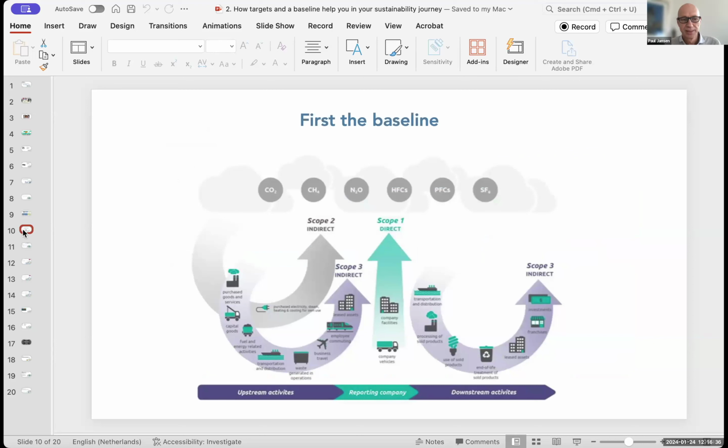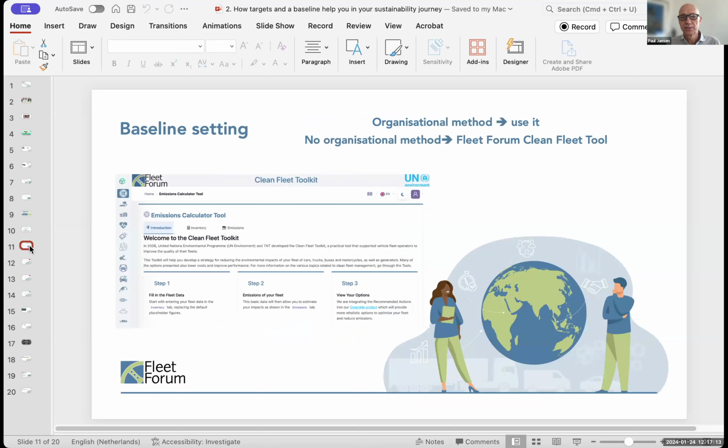But first, it's important to know what the current situation is, what your current emissions are. So set your baseline. It's very important to know where you are, because if you know it, you know where you can improve. You know where you can reduce burning of fuel, and you know whether you are successful or not. So the baseline is the start of everything. And some organizations have their own organizational method to set a baseline. And in this case, we look at baseline setting for carbon emissions.